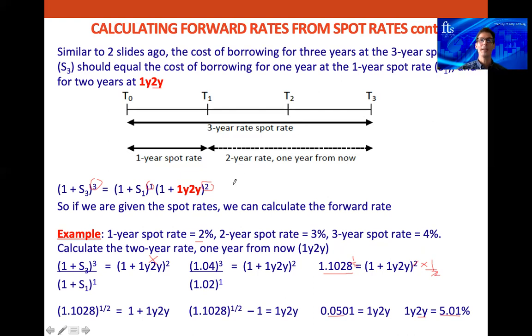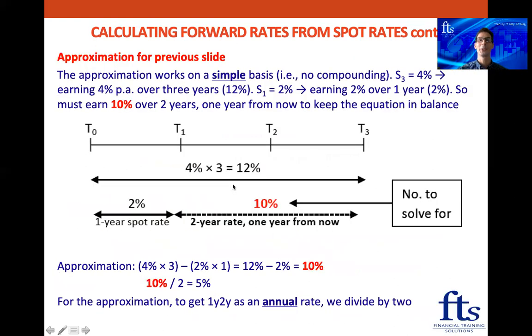Okie dokes. So here's the good news slide again. Thank goodness for good news. Again, the approximation that works on a simple basis, no compounding. So S3 is 4%. So we're getting 4% per annum over 3 years over here. So that's going to be 12%. And S1, the 1-year spot rate, is 2%. So we're getting 2% over 1 year over there. So this means we need to earn 10% here over 2 years, 1 year from now, to keep the equation in balance. So there we've got 10%.